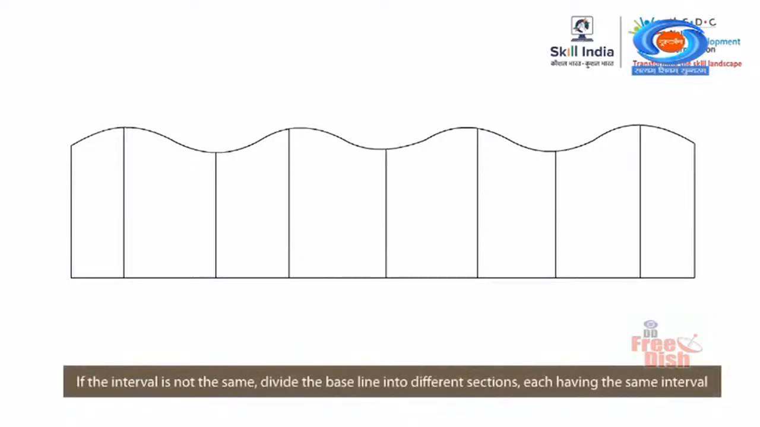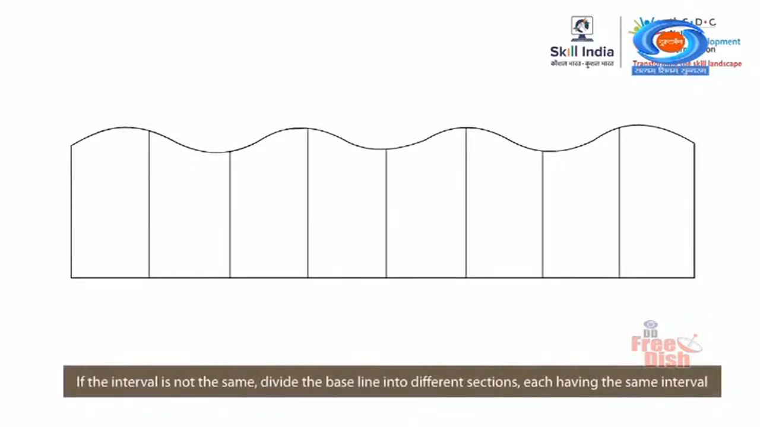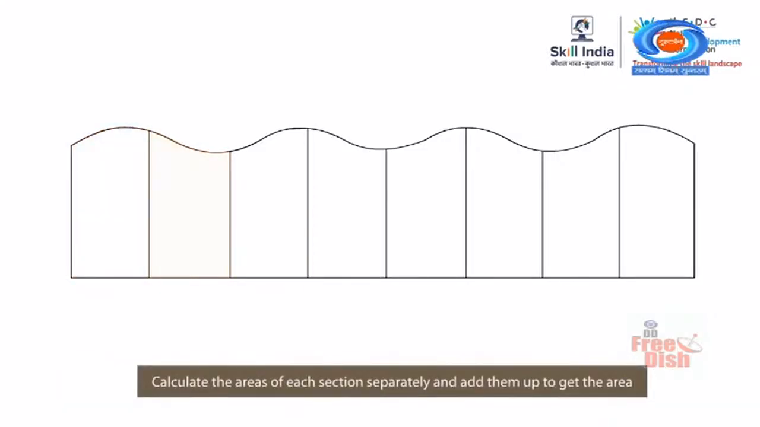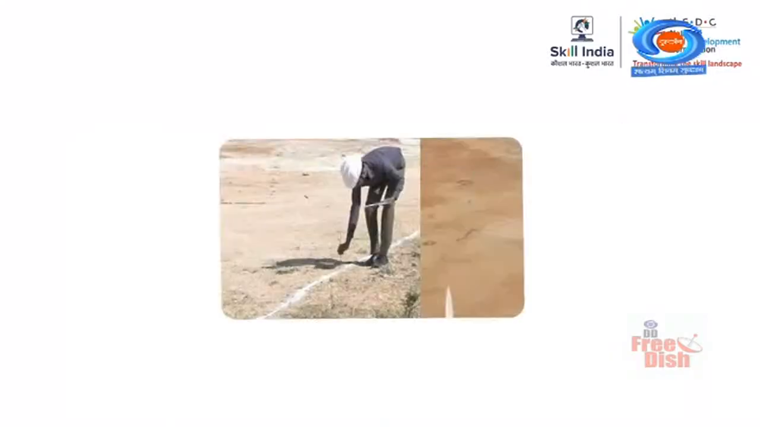If the interval is not the same, divide the baseline into different sections, each having the same interval. Calculate the areas of each section separately and add them up to get the required area.